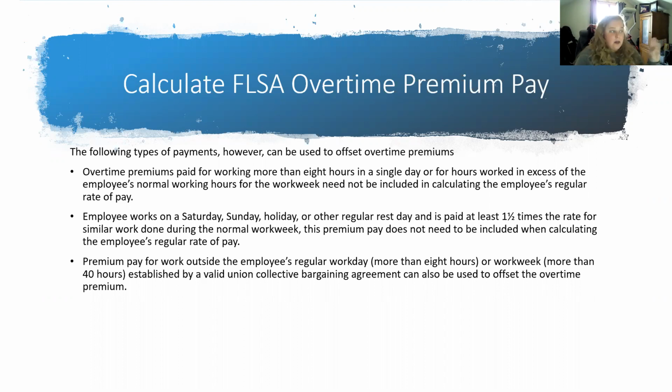If an employee works at more than one rate during the week, then their regular rate of pay, I should say, is a blend of those two rates, and then their overtime pay would be calculated on that blended rate. Premium pay for work outside of the employee's regular workday, more than 8 hours, or work week more than 40 hours established by a valid union collective bargaining agreement, can also be used to offset overtime premium. So some unions have special rules that say if you work outside of 8 hours, you get an overtime premium, and those would then not have to be calculated into your regular rate of pay.